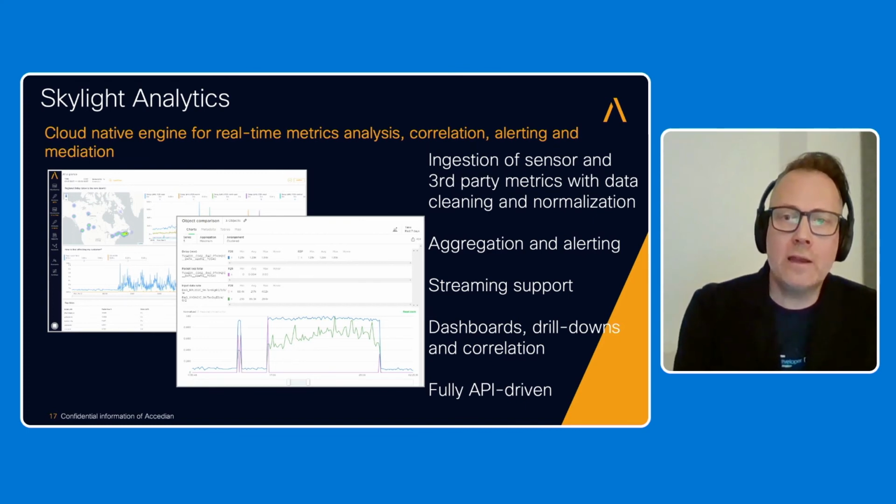There's also built-in aggregation and alerting in the analytics layer, so you can define thresholds for any of the metrics and get those alerts delivered on the message bus. So what does this look like when brought into Cisco CNC and NSO?